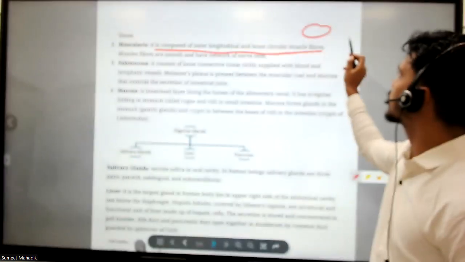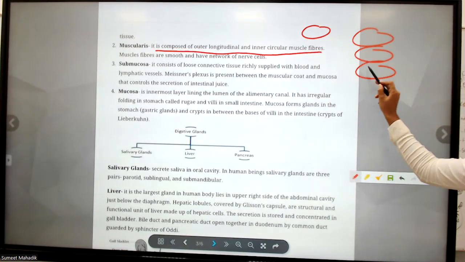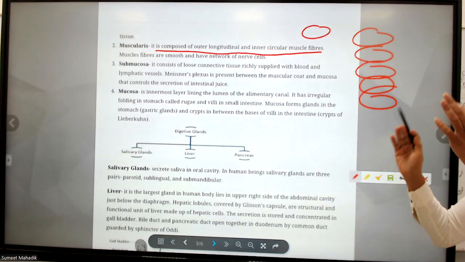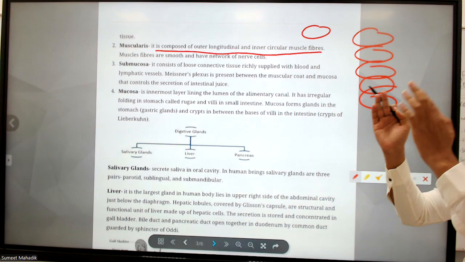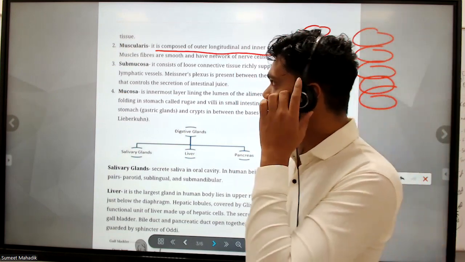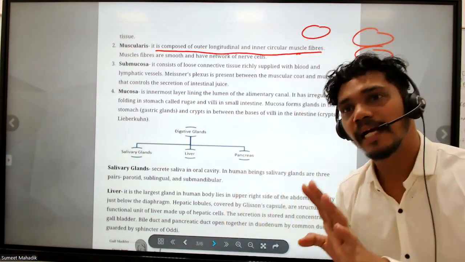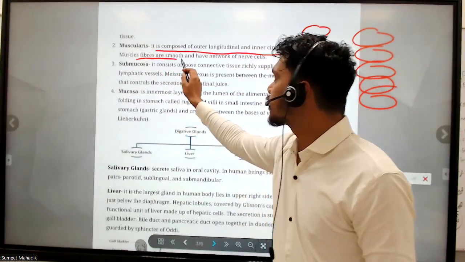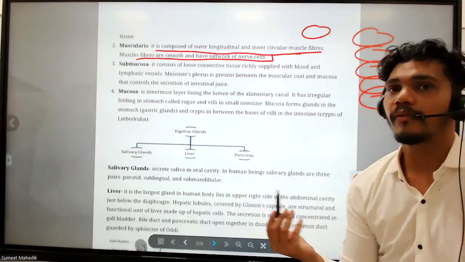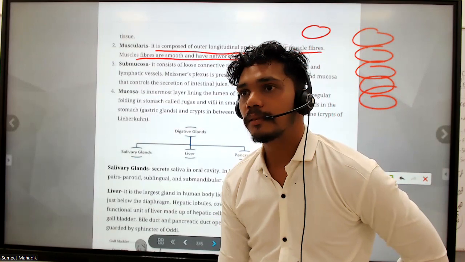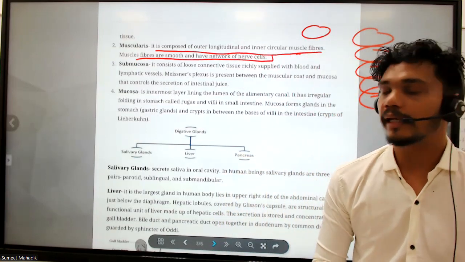Now muscularis. Muscularis is composed of an outer longitudinal and an inner circular muscle. Circular muscle means what? A trachea-like structure. Can I say that this is the structure? So they can contract and relax, contract and relax. So muscularis is responsible for the peristaltic movement. The muscle fibers are smooth and have a network of nerve cells. Why is there a nerve cell in the muscularis? To give the impulse, to give the indication, right?